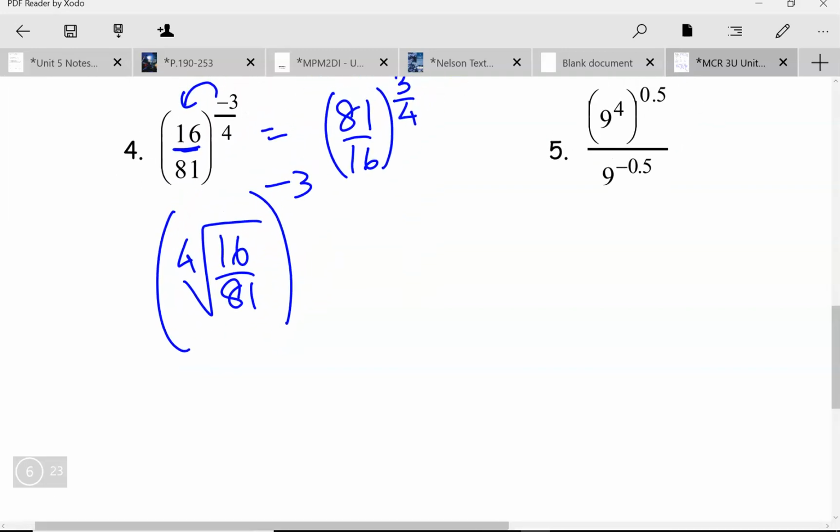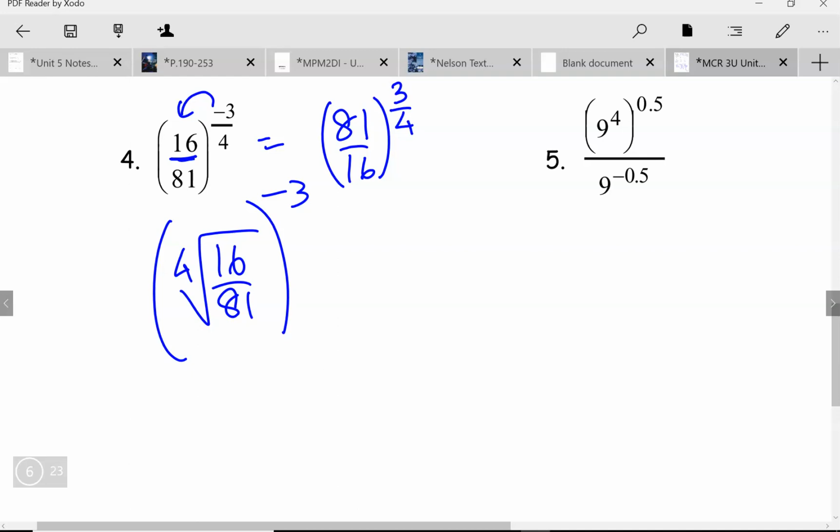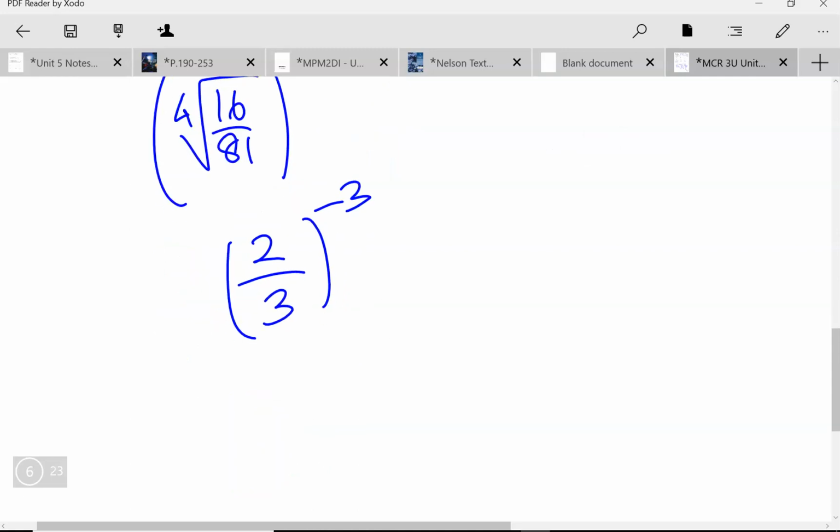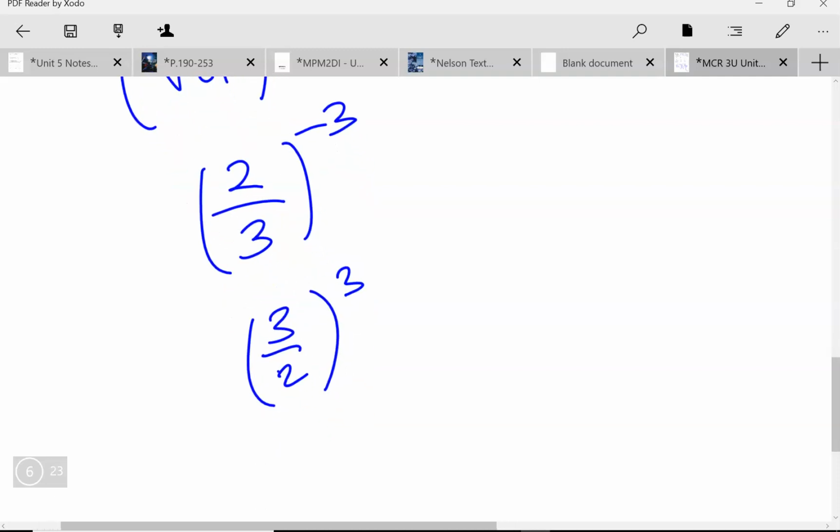It doesn't matter where you put the negative, because here, fourth root of 16 is, in fact, 2. Fourth root of 81 is 3. And now I'm going to apply the rule, so I'm going to make this 3 over 2 to the power of 3. Again, changing the sign of the exponent by flipping the fraction. And after this, it's just evaluation. 27 over 8.